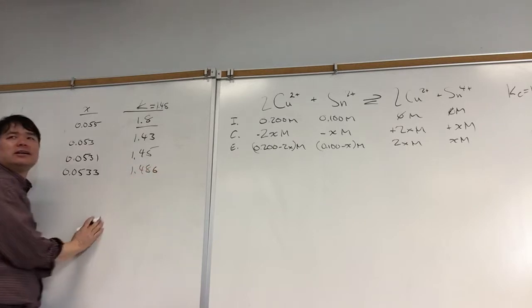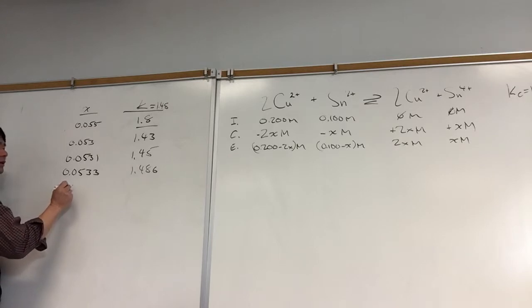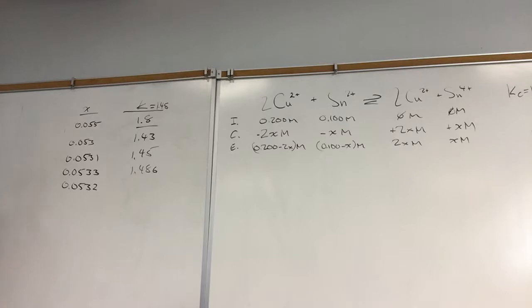1.486, not good enough, because 1.486 rounds to 1.49. Too high. So I think we should have gone with a 2, huh? 0.0532. Come out 2.